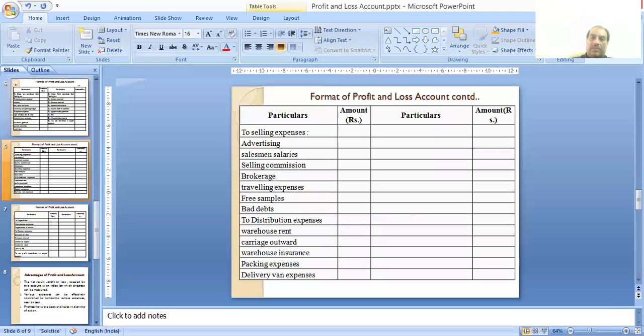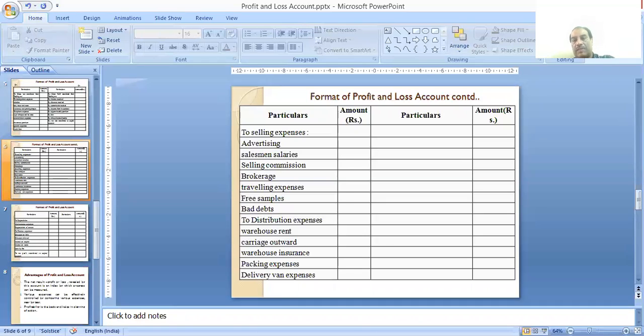So more items are there in the debit side. All selling expenses. We have management expenses. Then another category is selling expenses. Selling expenses include advertising, salesmanship, salesman's salary, selling commission, brokerage, traveling expenses, free samples. So these are bad debts. It is bad debts. All these will be part of the credit side of a profit and loss account.